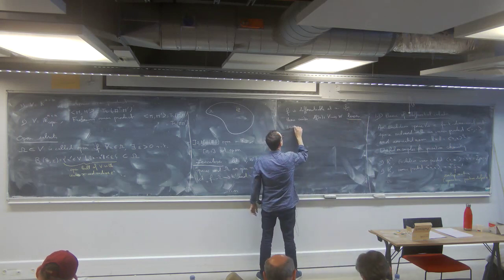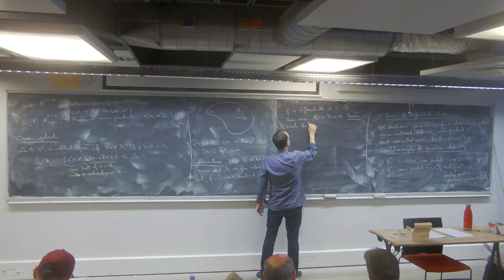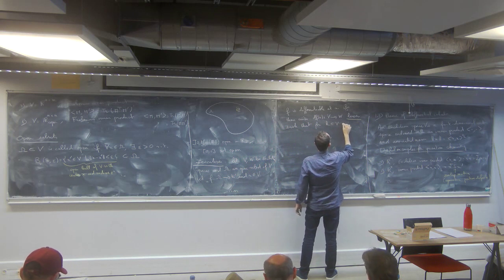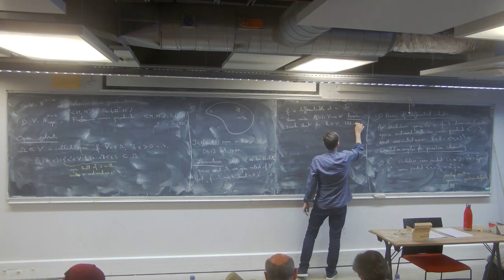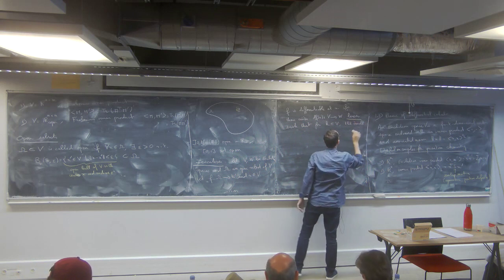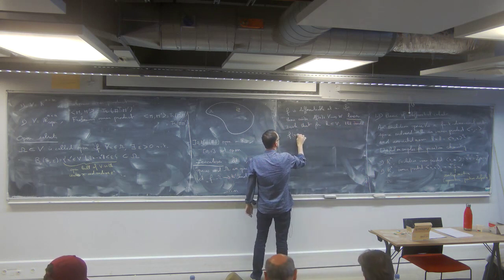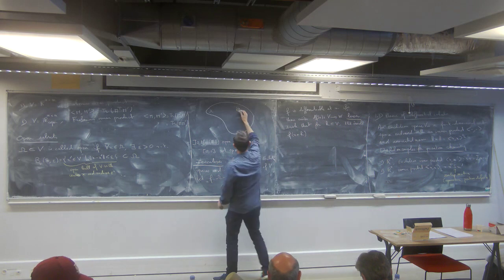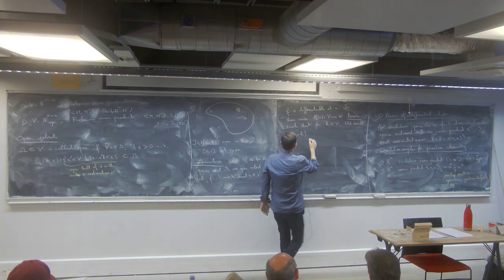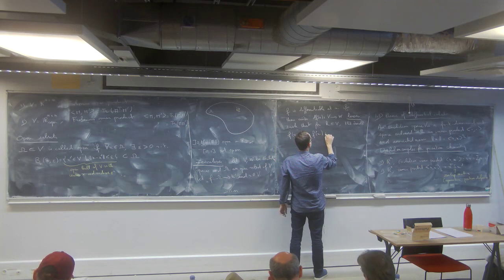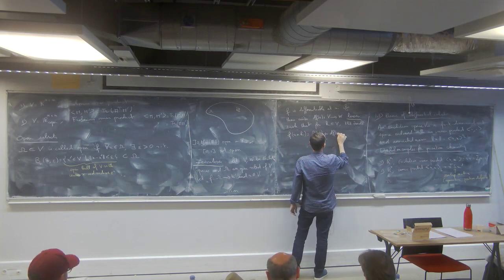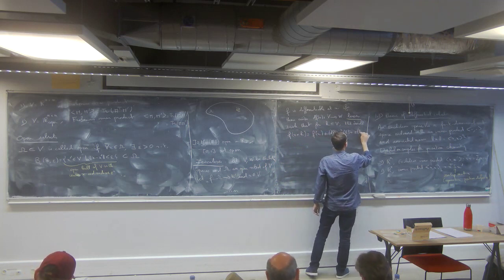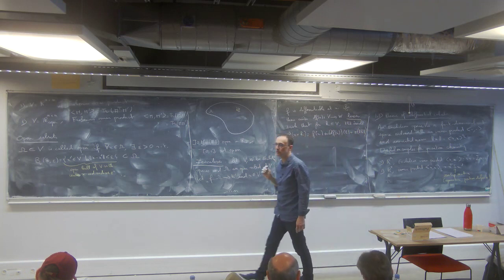for h in V, h small, F of x plus h, so I take a small variation around x, is of the form F of x plus some linear part, which is df of x applied to h, plus something which is small compared to the norm of h. And we denote that by little o of h.